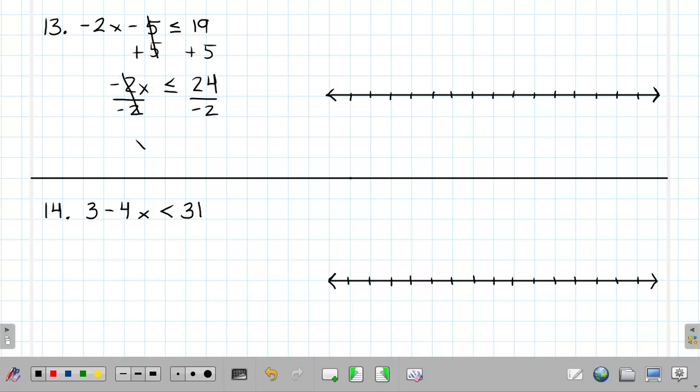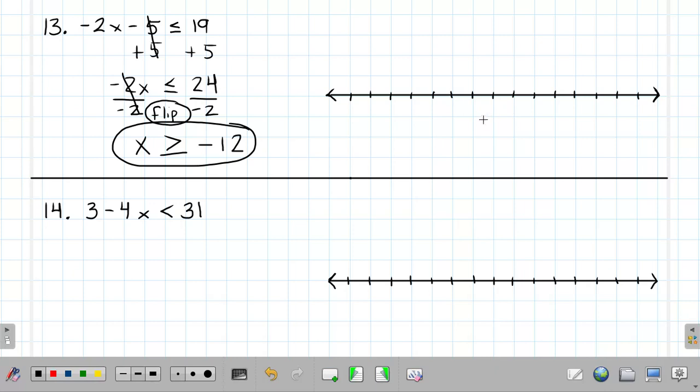Those go away. X, positive over a negative is a negative. 24 divided by 2 is 12. But what do we do? We divided by a negative. So that means we have to flip. Instead of less than or equal to, it's going to be greater than or equal to.